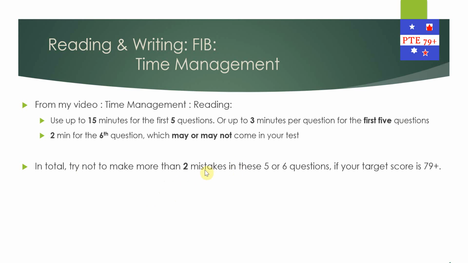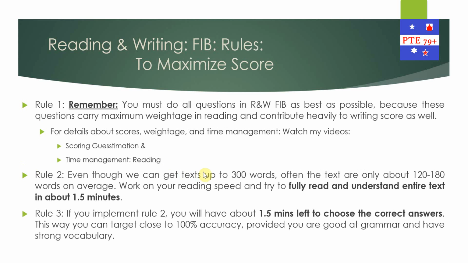And don't make more than 2 mistakes in all these 5 or 6 questions in total. I mean, if you get 5 questions, 5 into 4 is 20 blanks, so get 18 right. If you make more than 2 mistakes here, you are reducing your chances of getting 79 plus. And how that number has come up, I have explained in my previous video. So watch my previous video on time management of reading. But this is my suggestion: don't make more than 2 mistakes.